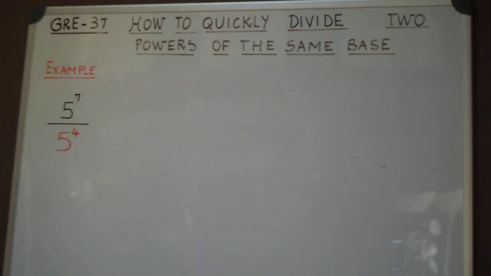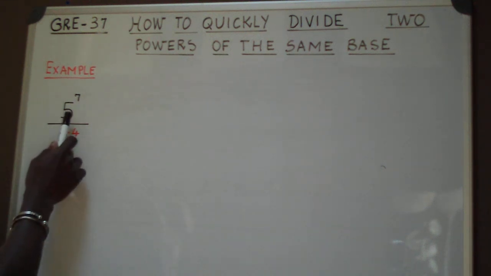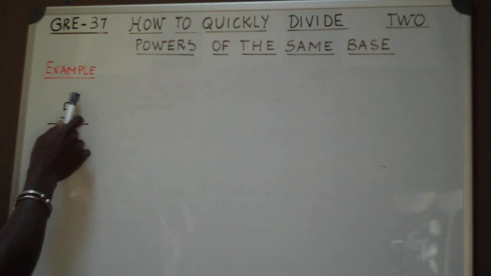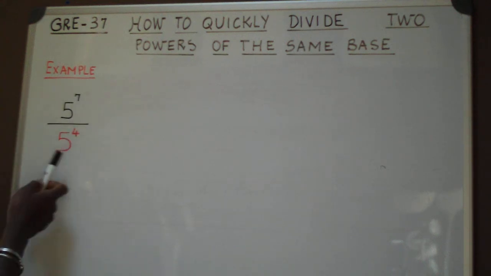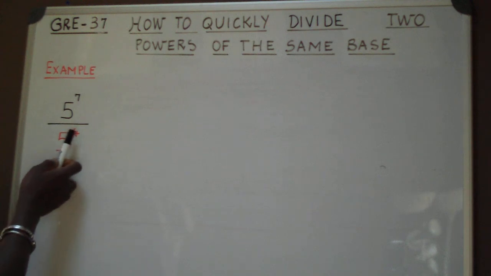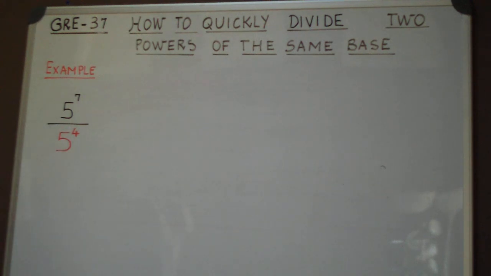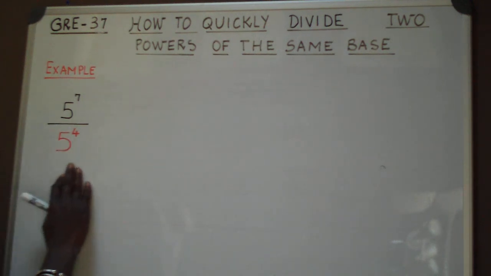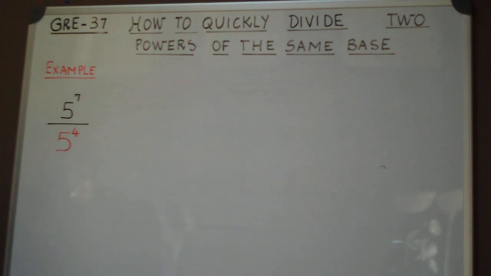What I would like to show you today is how you quickly divide two powers of the same base. In order to do this, I have taken the following example, which you can see on the board. In this example, the power 5 to the exponent 7 is being divided by the power 5 to the exponent 4. So I would like to show you how you quickly do this division.